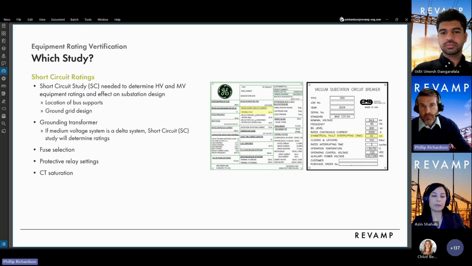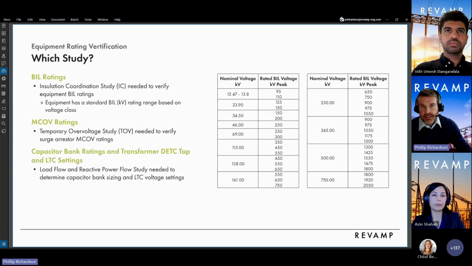Helps us determine what our relay settings will be, how quickly a fault needs to be cleared to protect equipment from damage. The short circuit study is also used to identify potential CT saturation. Udit and Azine covered these studies.